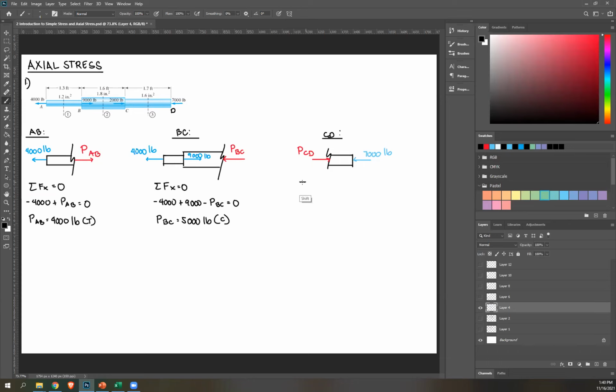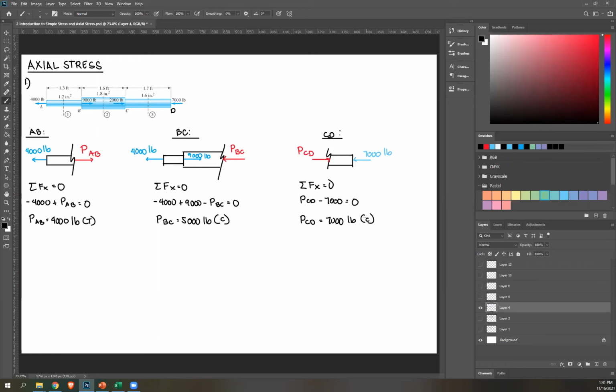And finally for CD, PCD to the right, so positive PCD, 7,000 to the left, negative 7,000. Equals 0, solving for PCD, that's just 7,000 pounds, positive, correct assumption. It's towards my section, so that's compression. So now you have internal forces.